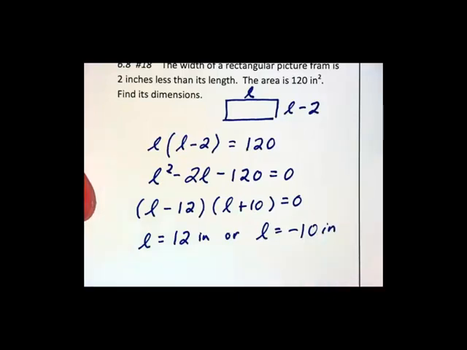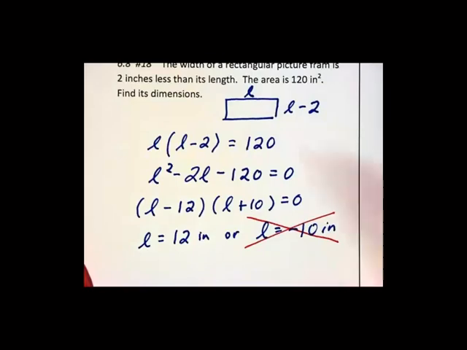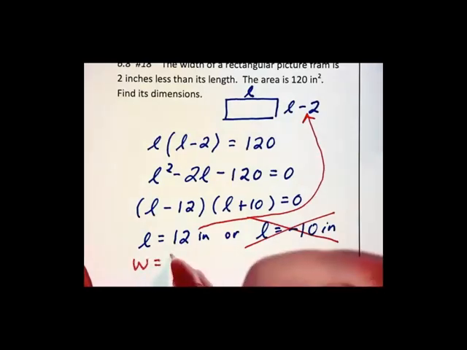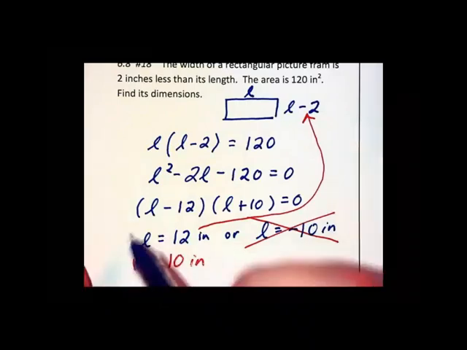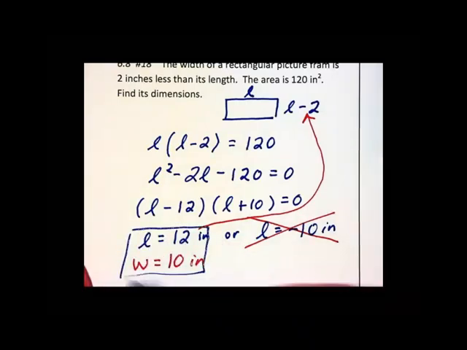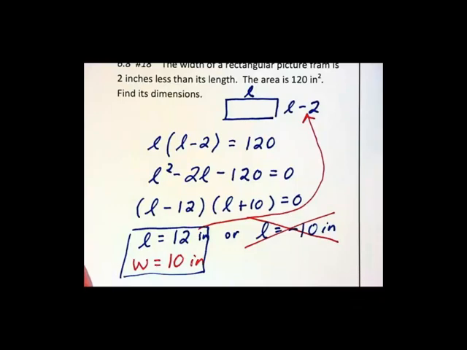We cannot have a negative measurement for the side of a rectangle, so we have to cross that solution off. We're going to find, by substituting into our picture here, that the width is going to be that L, that 12 minus 2, making 10 inches. And so here's our solution set for the dimensions of that rectangle.